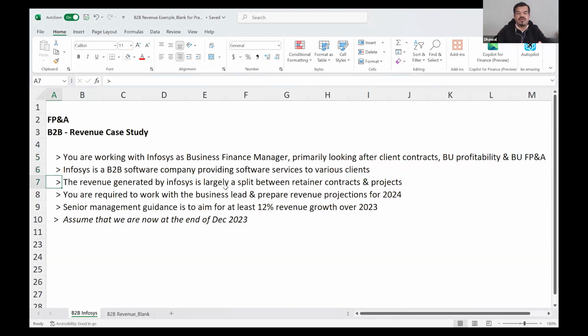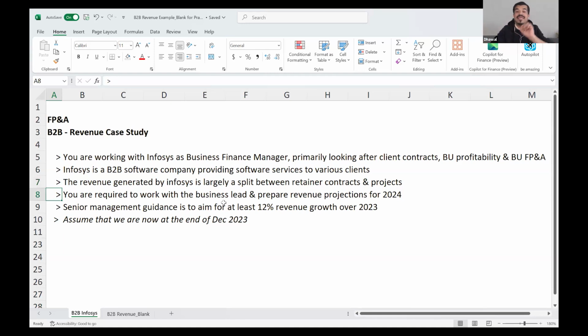The revenue generated by Infosys is largely split between retainer contracts and projects. Retainer contracts are your fixed monthly billing, either on a time basis or on a fixed amount basis, to your clients, based on a certain agreed scope of work in the year. Your project-based contracts are your 6-month projects, 4-month projects, and depending on the milestones completed, you bill them 15%, 25%, 50% of the revenue, and then you recognize your revenue accordingly. That's your project-based billing.